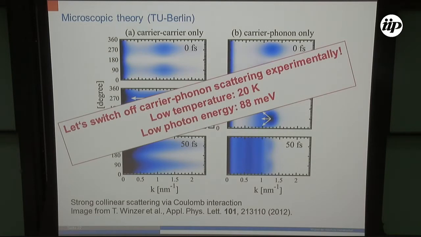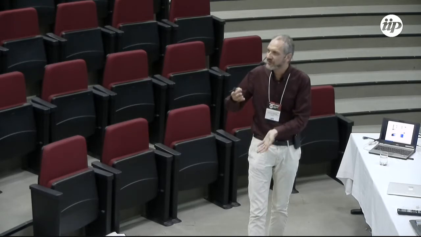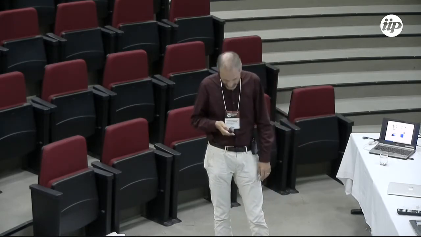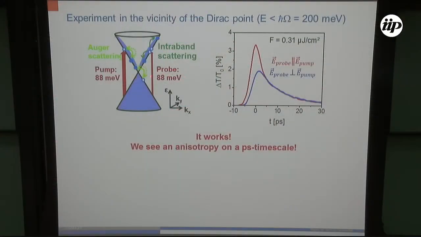Now, can we do something like that in the experiment? Well, obviously, you cannot switch on and off one interaction, but we can try to strongly quench the contribution from optical phonons by going to low excitation energies of our photons. Just not give the phonons the room in energy to be emitted. So let's try that. Now we use photons of an energy of 88 millielectron volts. Before it was 1.5 electron volts. And you see qualitatively the same behavior, strong anisotropy, but the scale is completely different. Now we see this anisotropy on a picosecond time scale. So it lives much longer. It works, we see that.